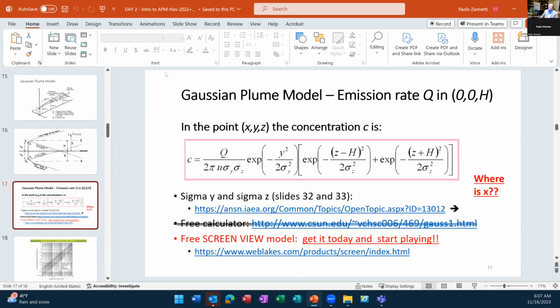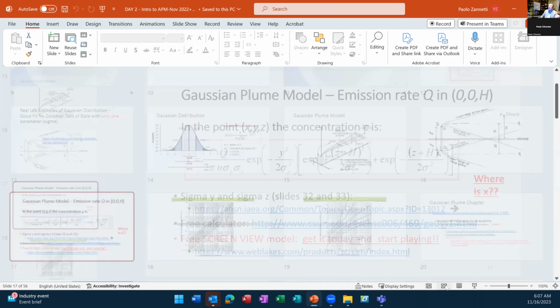And as you can see, it is an explicit formula. Concentration equals blah, blah, blah. So it doesn't require numerical integration. It doesn't have derivatives or integrals or complex mathematical functions. It is a simple formula, concentration equals all these terms. So the simplicity of the Gaussian model is very appealing.